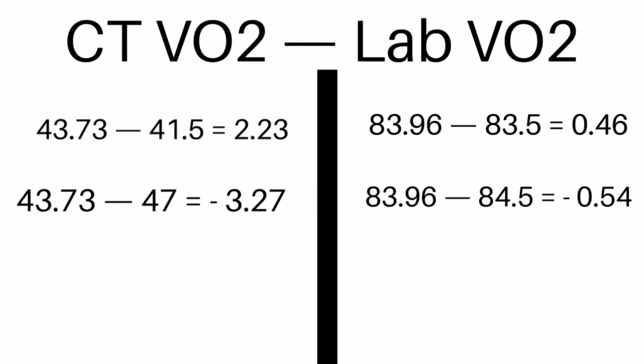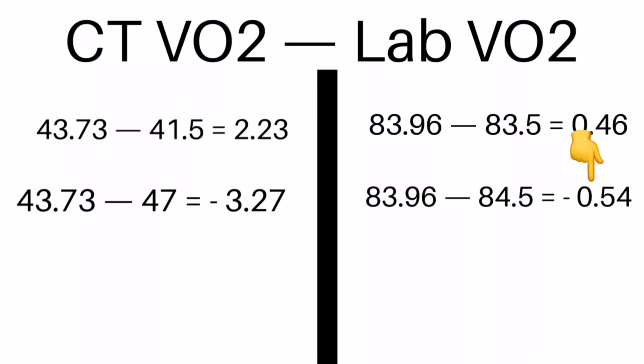Now, let's say instead your actual VO2 max that you got tested in the lab comes out to 84.5. You again take your predicted VO2 max, the one from the 12-minute race pace, which is 83.96, minus 84.5, the actual VO2 max that you got tested in the lab, and here it comes out to negative 0.54. So negative 0.54 is your running economy. It's what we calculated for your running economy.